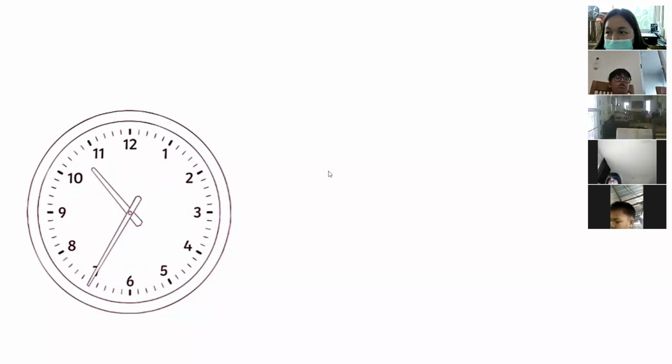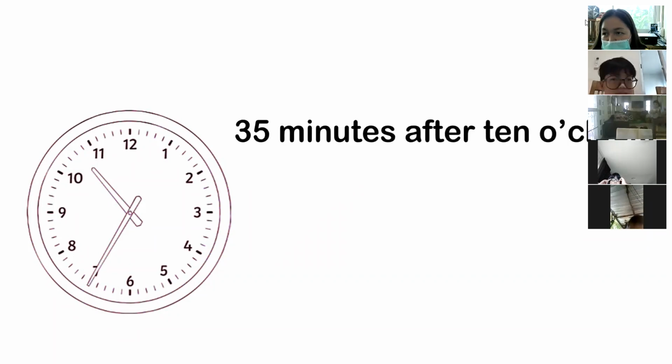Let's start. Okay, so I will give you an example before I ask questions from you. We have the first one. This clock shows 35 minutes after 10 o'clock. The long hand points to 7, which is 35 minutes. So, 35 minutes after 10 o'clock.